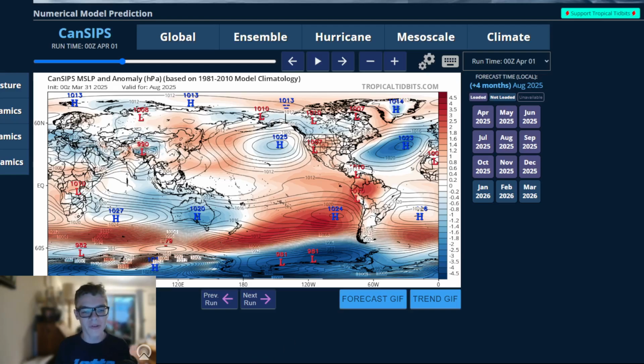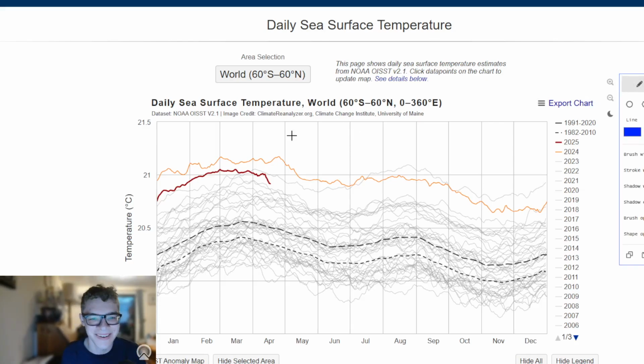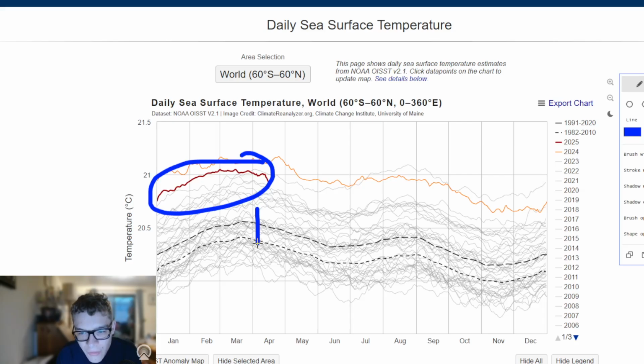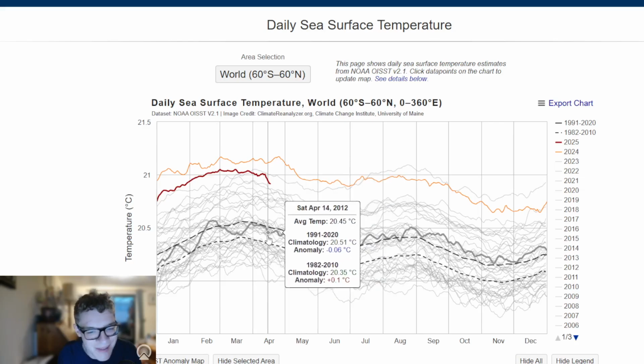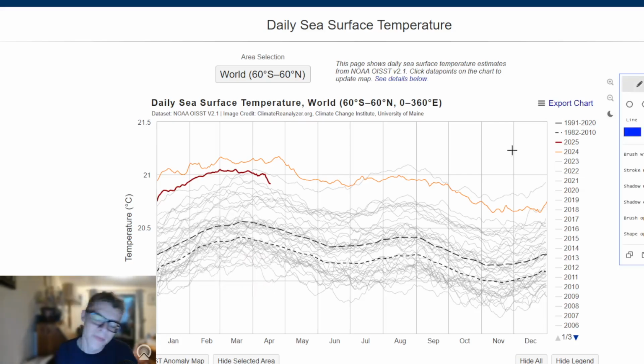Now, there is one more chart I want to bring up, and I'll bring it up for you now. I don't show this one often, so you're lucky. And finally, I want to show you the sea surface temperatures at the moment. This is from the University of Maine, the Maine University, as I like to call it. And this is showing the sea surface temperature anomalies right now. So, as you can see, the red line here is the current year, so 2025. And these are the two average lines. The black dotted line is 1991 to 2020, basically the one above, and then the one below is the 1982 to 2010 chart.